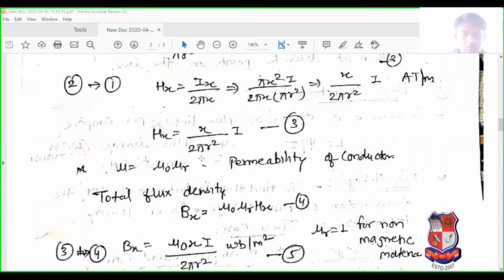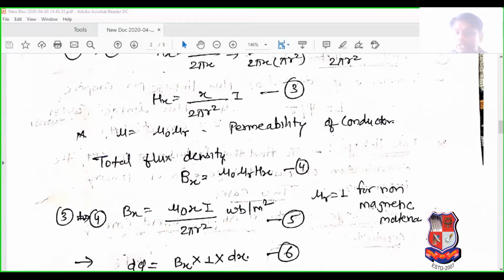So now we will calculate the total flux density. Flux density is B equal to mu into H, right? So what is mu? Permeability of the conductor, that is mu 0 into mu r. Mu 0, we know the value of mu 0. Mu r is the relative permeability, and for all non-magnetic material we will generally consider mu r equal to 1. So what is the value of Bx? Bx equal to mu 0 into mu r into Hx.